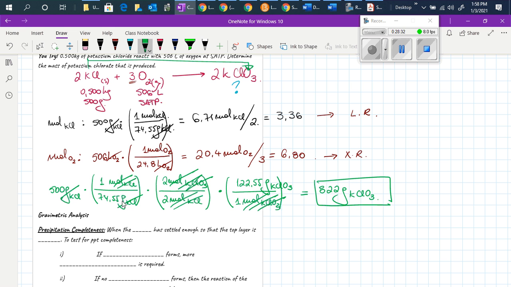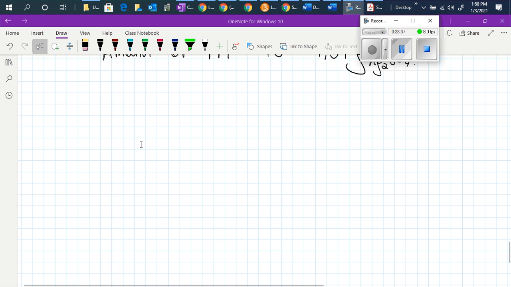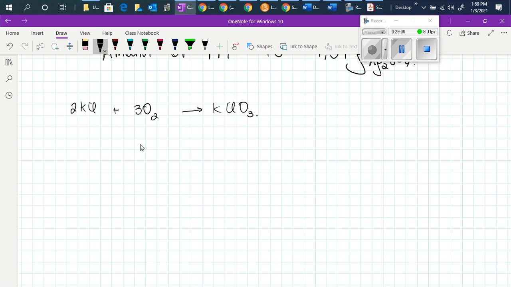Now, what I suggest in this case, I will open a new page. What I suggest on a question where they give you everything in the reactants and ask you how much is produced, I think the best way is to do stoic for both of them. So the balanced reaction is 2 KCl plus 3 O2 produces KClO3.